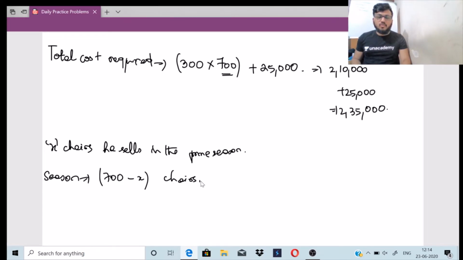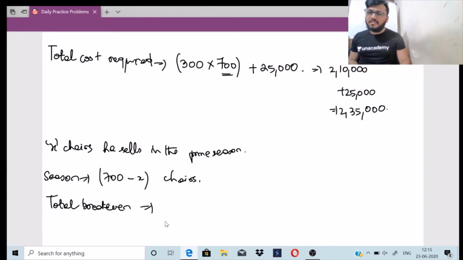So if you know the quantity X, then Y is equal to 100 minus... X will be equal to some portion. So Y will be 700 minus X, that is total minus the X portion, right? Total minus the X portion. So now let us write down the total break even which is being achieved here, right?